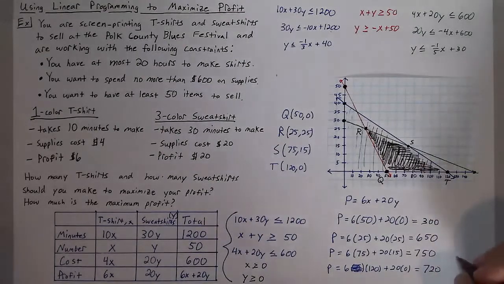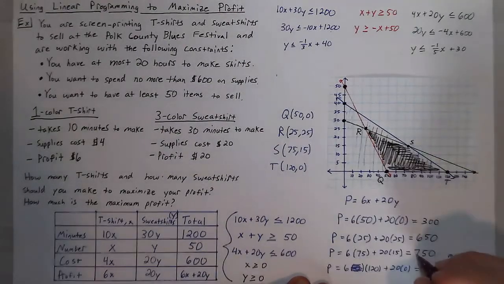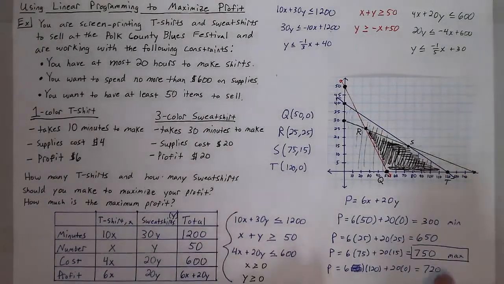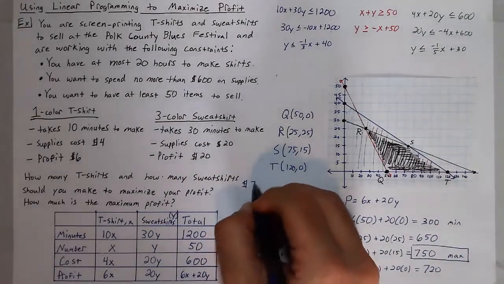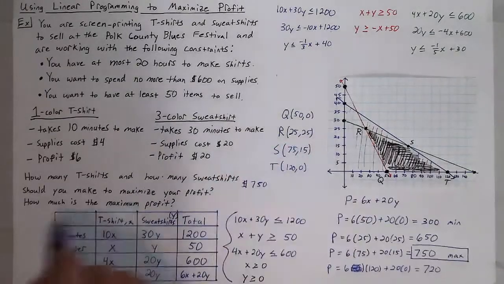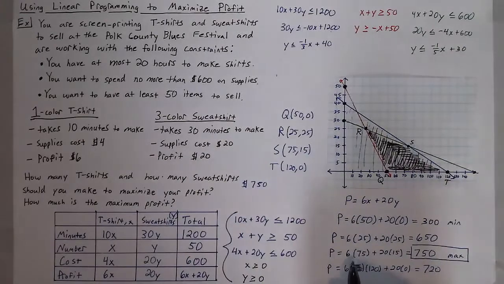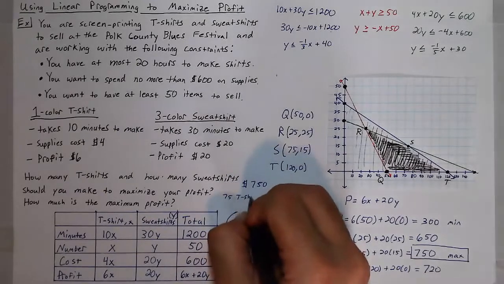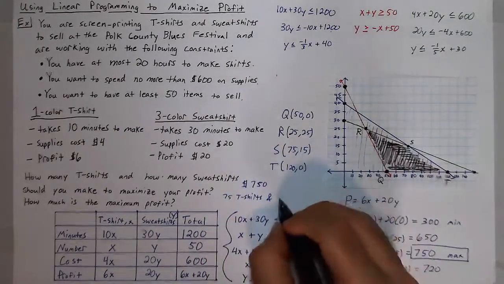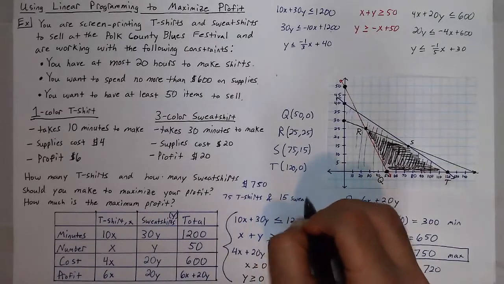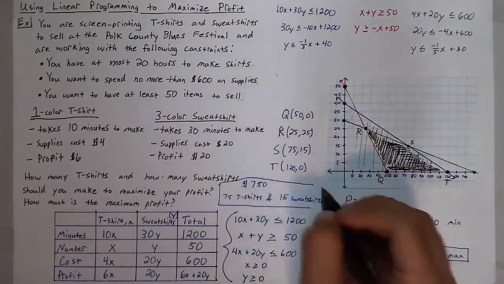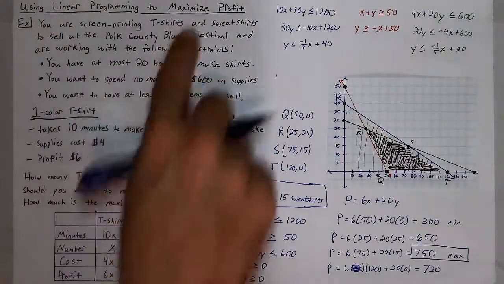And looking here, I can see my maximum is going to be $750. My minimum is going to be $300, but I'm just looking for that maximum. So I'll make $750 at most. And how many of each should I make? I should make what looks like, this is point S, 75 t-shirts and 15 sweatshirts. And that is how you use linear programming to maximize profits.